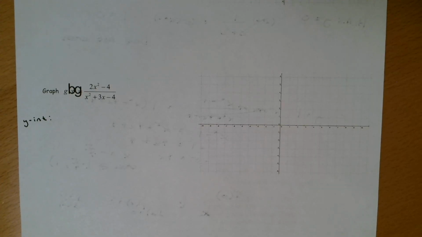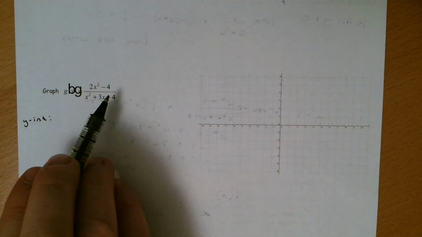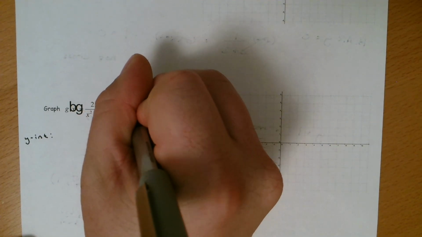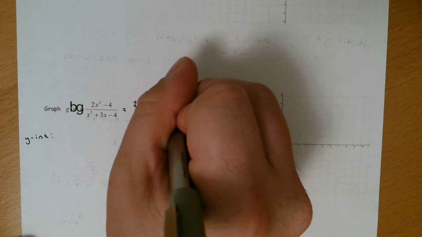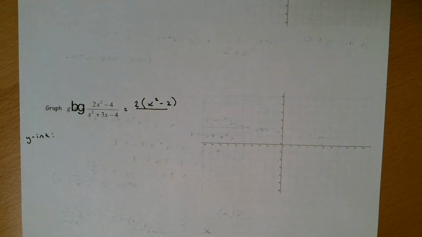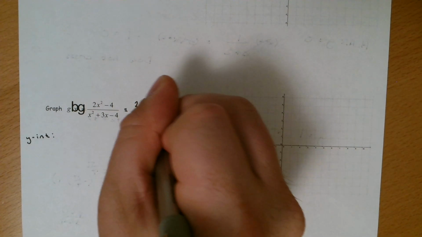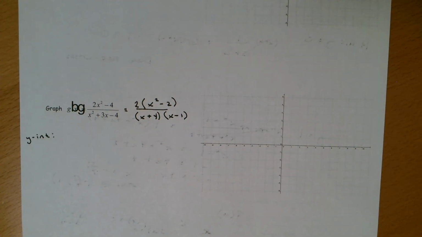Well, before we do that, I should be being a good mathematician right now, and I should be factoring this to see if anything cancels. So the top is actually going to be 2 times x squared minus 2. Okay, that's fine. And the bottom is going to factor into x plus 4, x minus 1. Nothing cancels. We're good to go, good to get started.